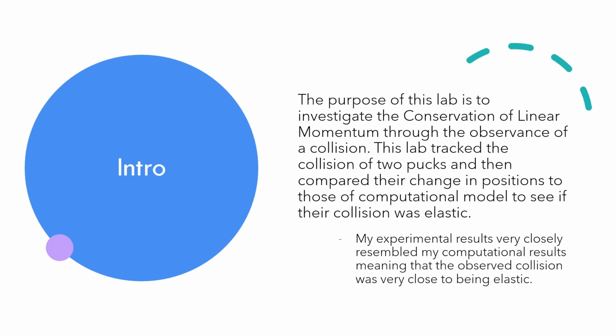The purpose of this lab is to investigate the conservation of linear momentum through the observance of a collision. This lab tracked the collision of two pucks and then compared their change in positions to those of a computational model to see if their collision was elastic. And in the end, my experimental results very closely resembled my computational results, meaning the observed collision was very, very close to being an elastic collision.